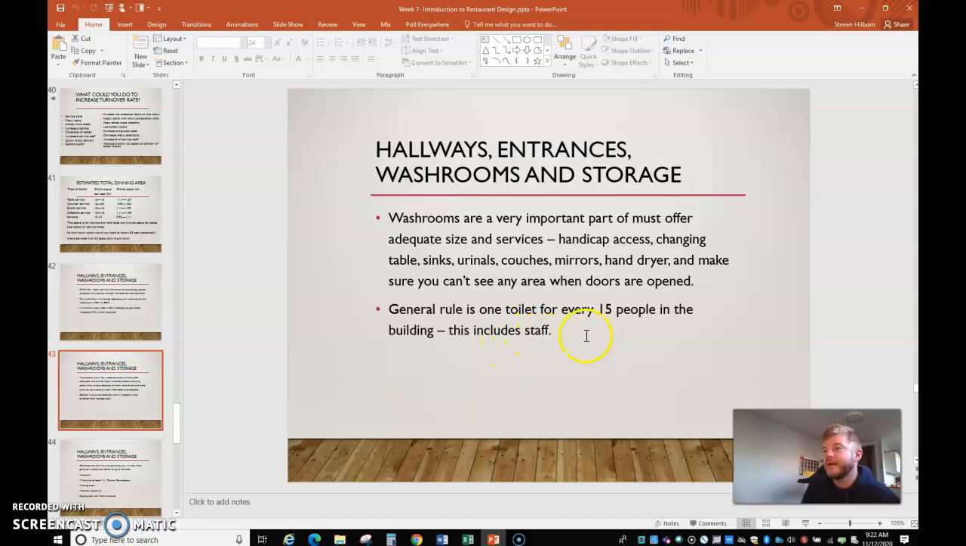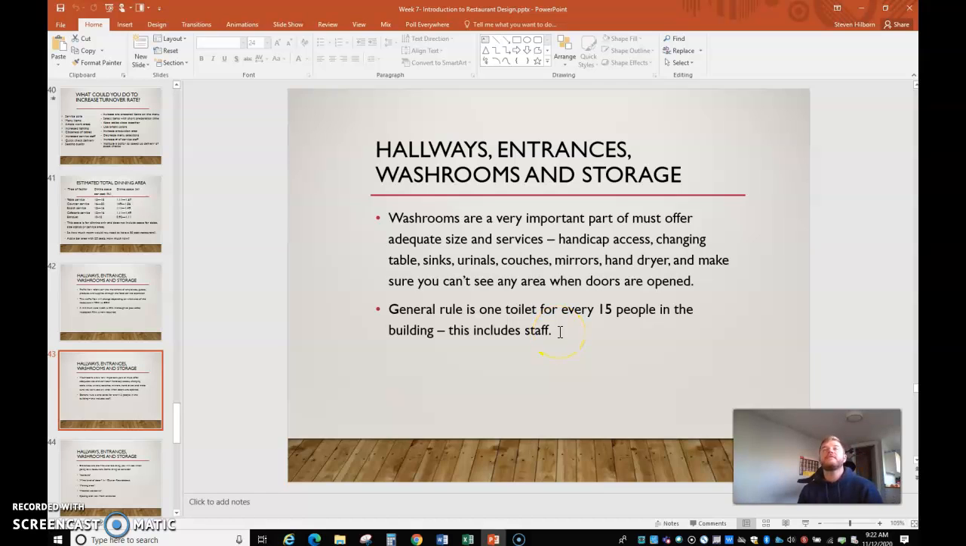Washrooms are very important because we have to offer all kinds of different sizes and services with those. Specifically now that cleanliness is going to be such an issue and keeping hygiene to a high level. So ensure you have handicap access, changing tables and sinks. Even now, an in and an outdoor would probably be really a smart idea as well. And a general rule is 1 toilet for every 15 people in the building, including staff.